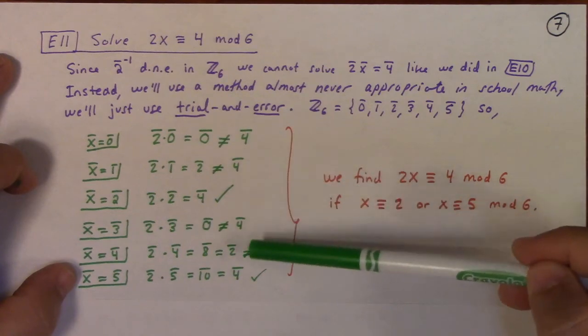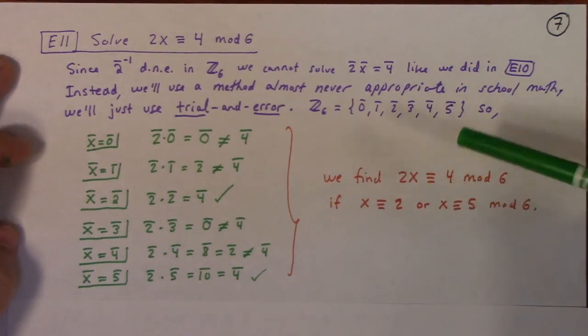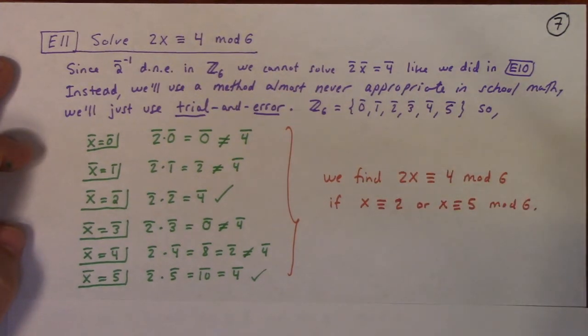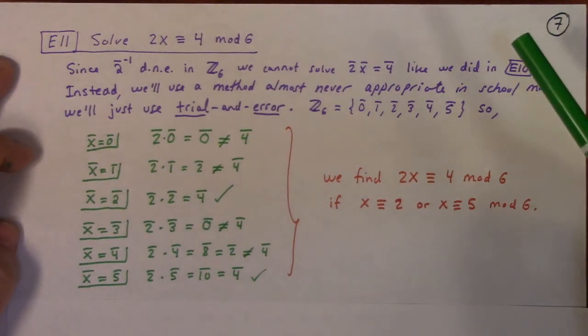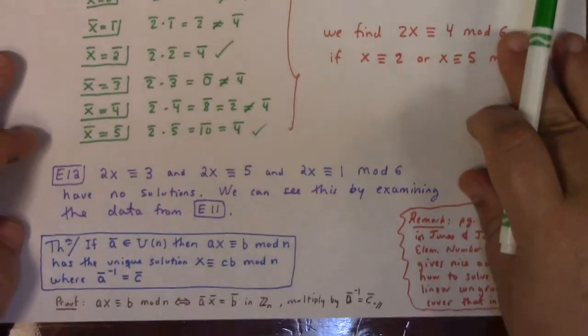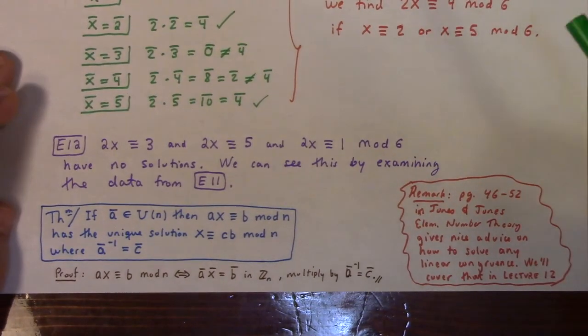The others did not. So we find 2x congruent to 4 mod 6 if we have x congruent to 2 or x congruent to 5 mod 6. So cool, we could solve it. And this time, instead of having a unique answer, we actually ended up with 2 answers. Interesting.